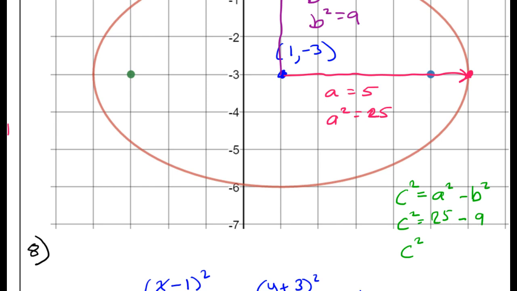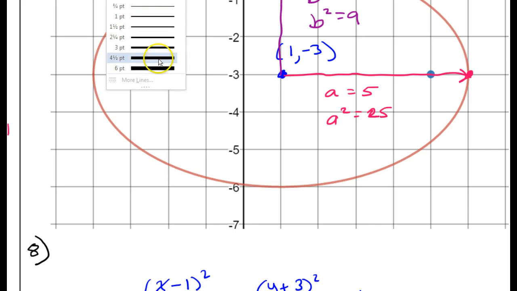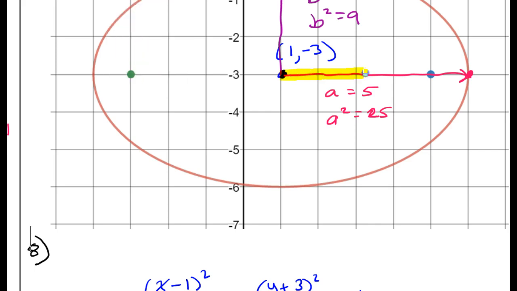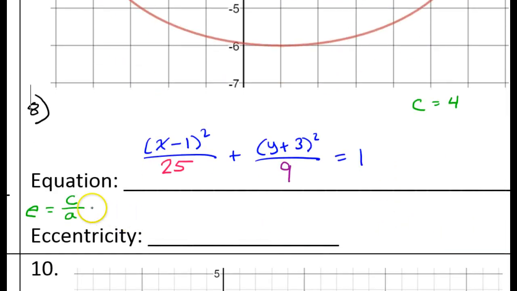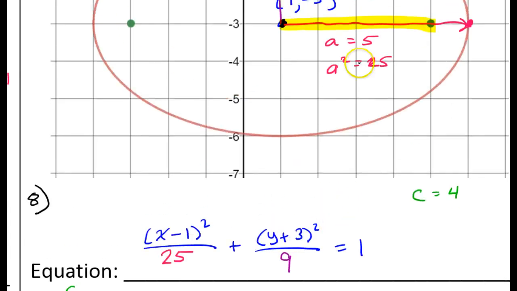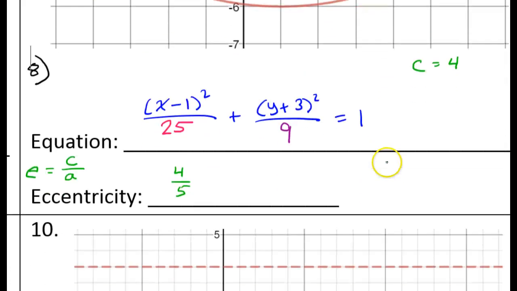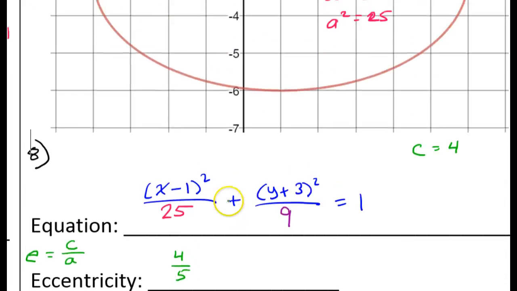Well, you know what? Why am I doing these calculations? I feel silly. Here's why I feel silly. The c value is the distance from the center to a focus. So this is the c value right here, from the center to the focus. So I don't need to sit here and calculate it all out. So the c value is 1, 2, 3, 4. So c over a then is going to be 4 over 5. I already knew that the a value was 5, so it's just 4 over 5. So that's all they wanted for number 8.